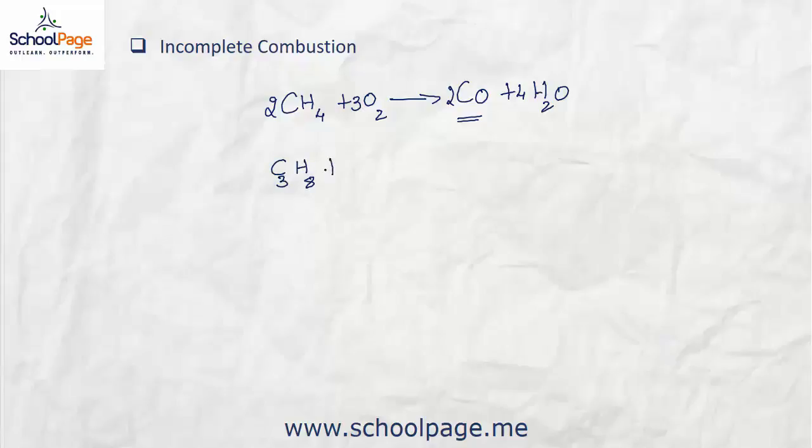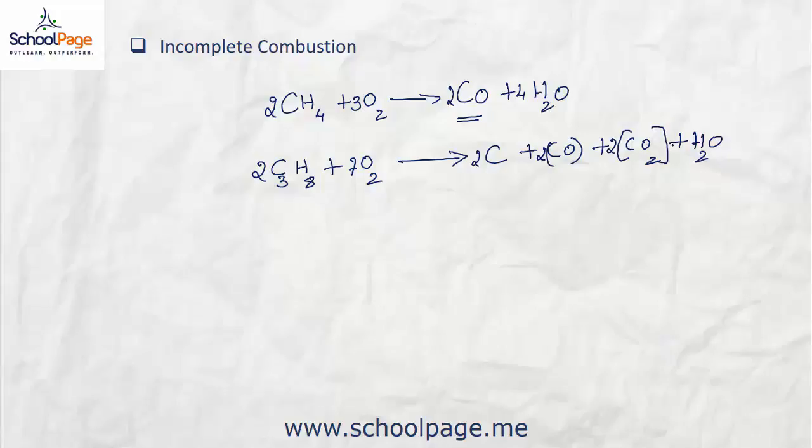C3H8, which is propane, burns in insufficient oxygen supply, giving rise to carbon, carbon monoxide, carbon dioxide and water. See the product list now. So let's balance it. So it's 2 carbon monoxide, 2 carbon dioxide, and altogether 8 water molecules. So you can see here there are 1, 2, 3, 4 products formed when propane undergoes incomplete combustion. So let's list the products of incomplete combustion. It's carbon monoxide, carbon, carbon dioxide and water.